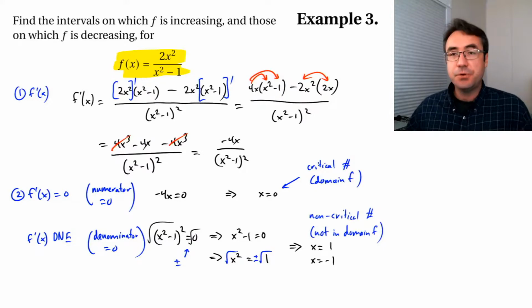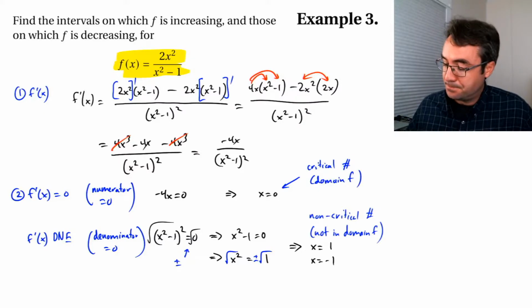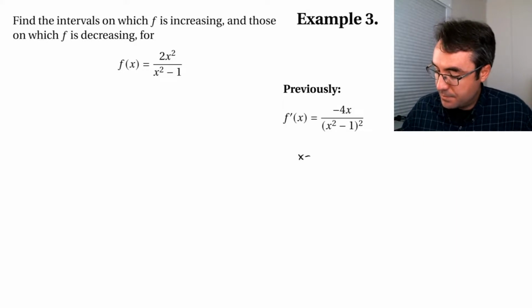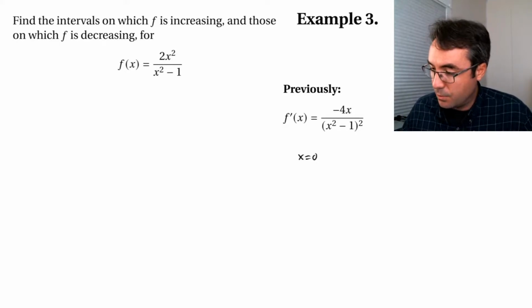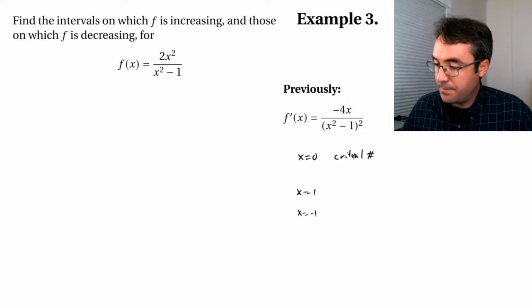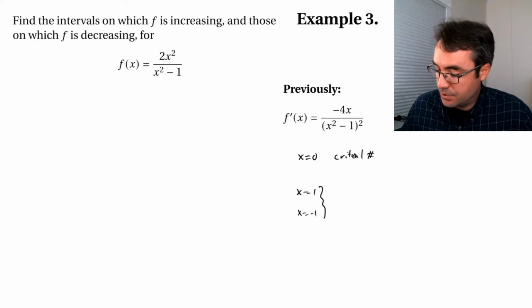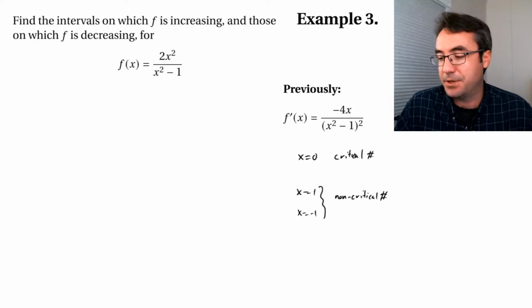All right, so let's use this result to actually do our sign chart and see how that looks. Previously, on the last page, we figured out the derivative. We figured out that x equals 0 was a critical number, and that x equals 1 and x equals negative 1 were close, but not quite. They weren't in the domain. So we'll just call those non-critical numbers. Almost, but not quite. They're not in the domain of the original function.